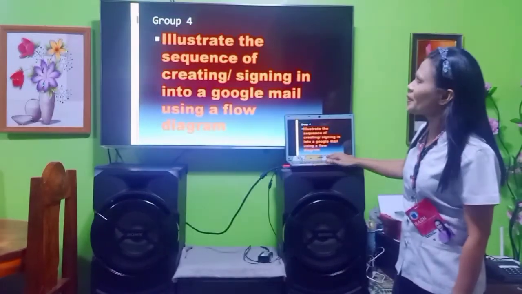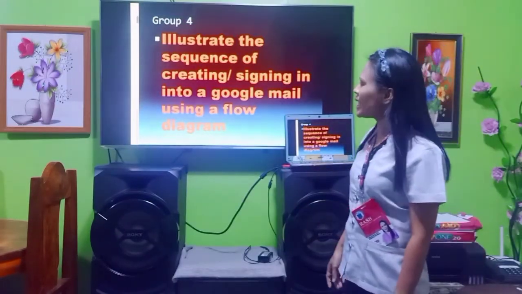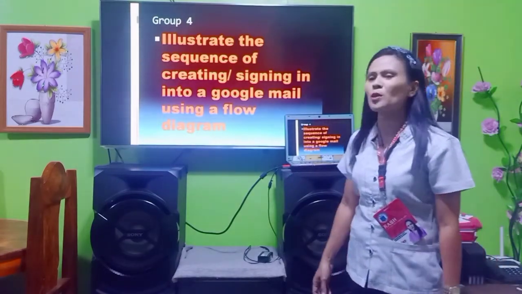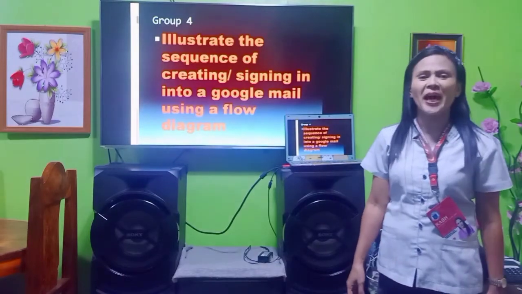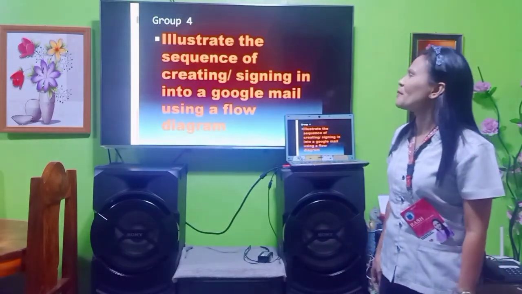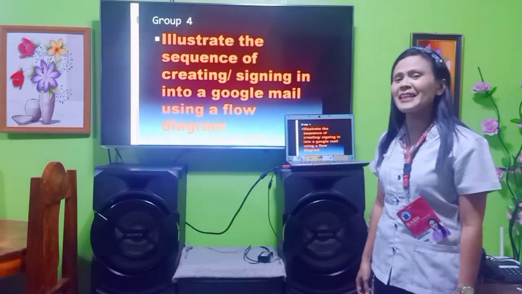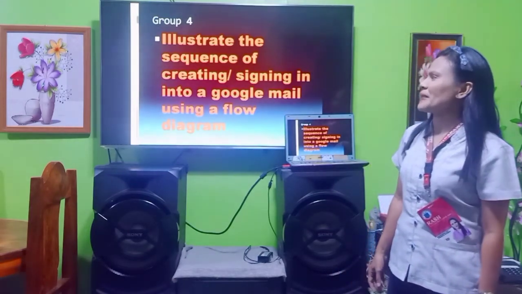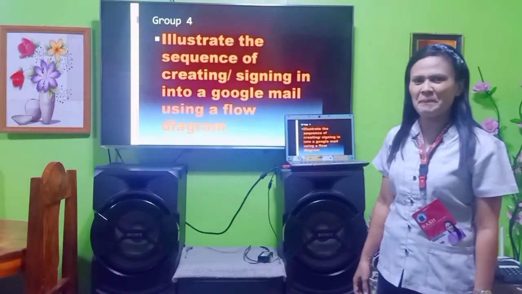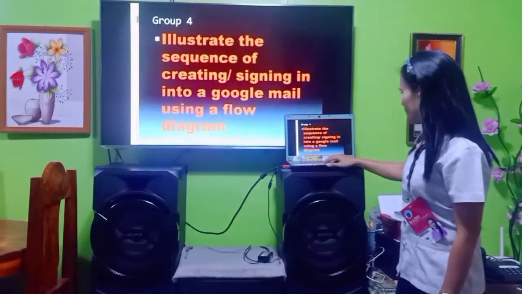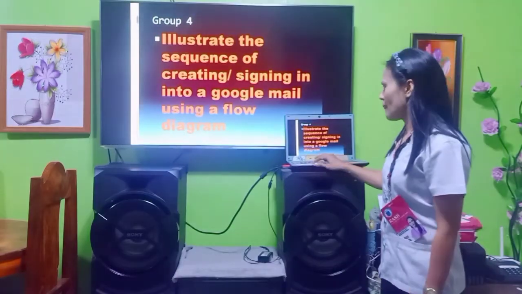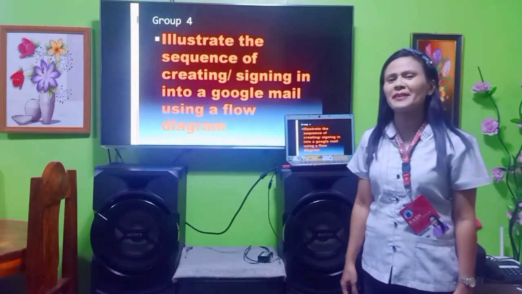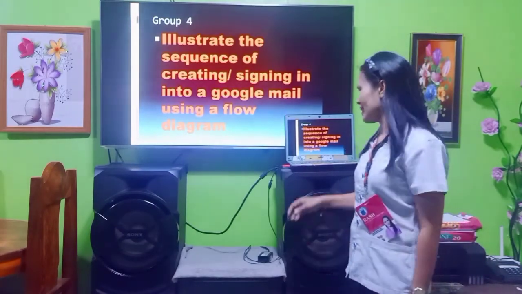Another, for the group 4, you are going to illustrate the sequence of creating or signing into a Google Mail using the flow diagram. So again, you're going to write down the steps in logging in or signing in into a Google Mail using the what? The flow diagram. So I'll give you 5 minutes to do this task, and you will be presenting this one here in front.